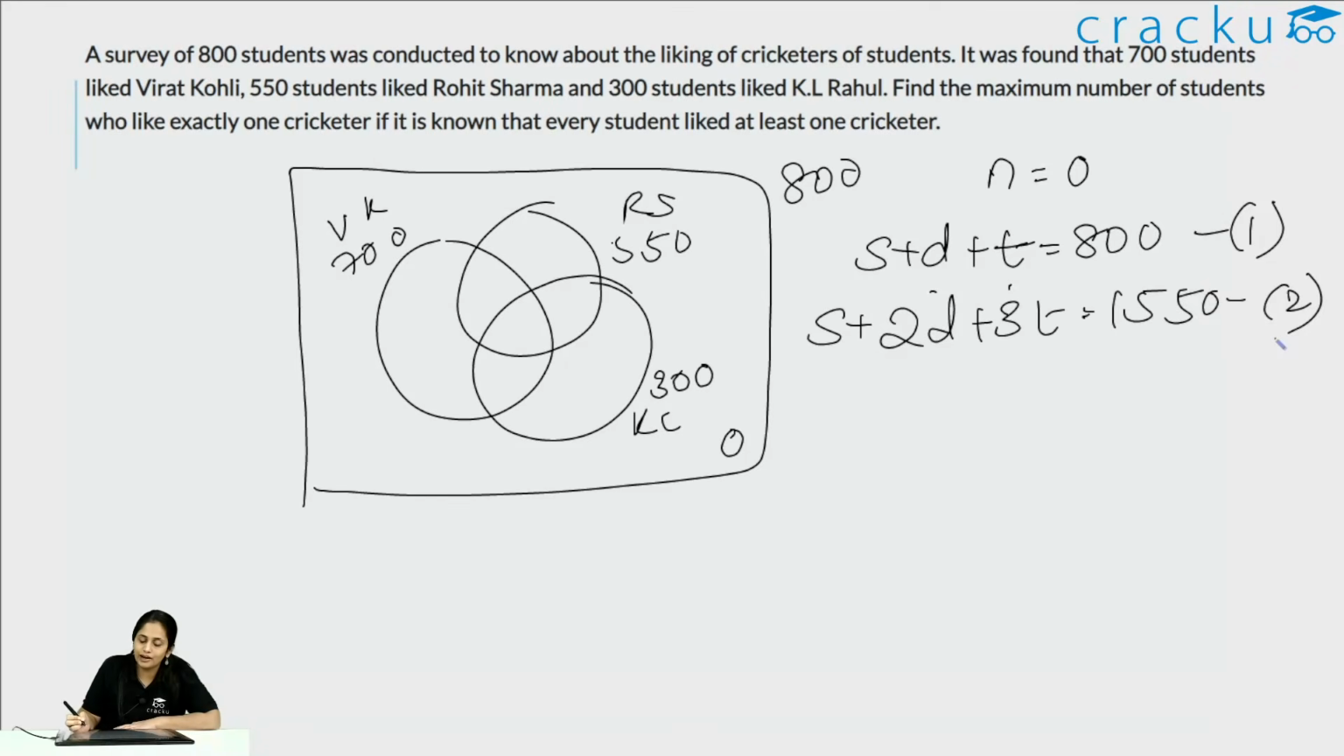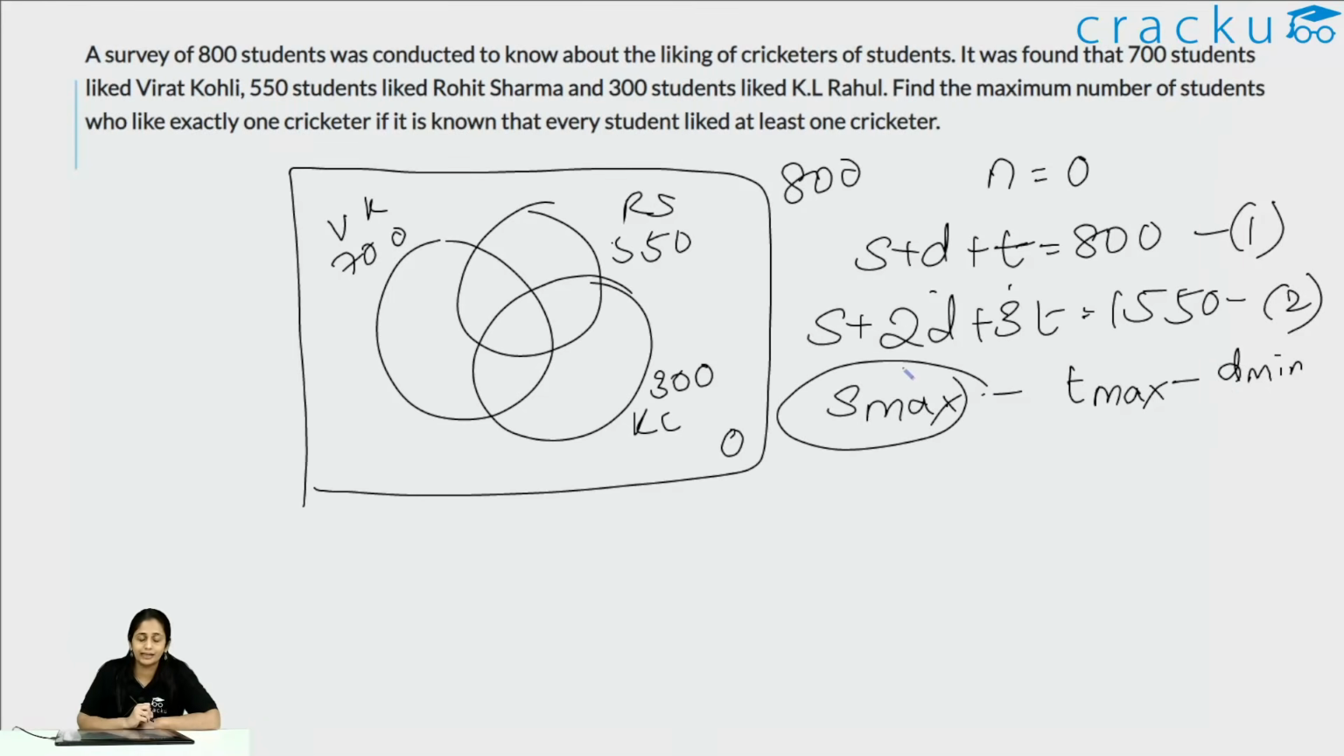So essentially I have to maximize the number of students who like exactly one cricketer. So I have to find the value of S max. As I said, to find the value of S max, I have to find the value of T max. S max and T max occur together. When S max occurs, T max occurs, and we get D min. This condition occurs together. So I'll try to maximize T, minimize D, and I'll find the maximum value of S in that kind of a scenario.